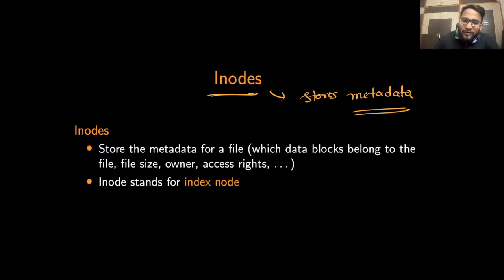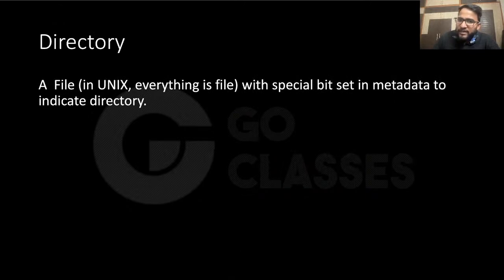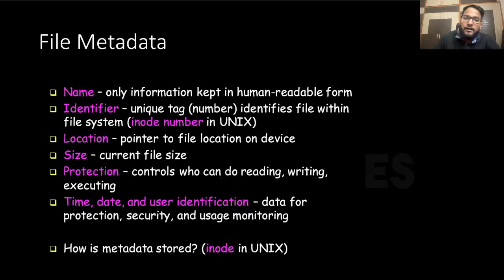Now, there are files and there are directories also. So, a directory is also a file. It is just a special file that has a special bit in the metadata set to 1. I mean, if the bit is 1, then it is a directory. If the bit is 0, then it is a file. Otherwise, all the properties are just like a file. So I hope you got the difference between file and directory. There is no difference. It is just one bit, one bit that tells whether it is a file or a directory, right?